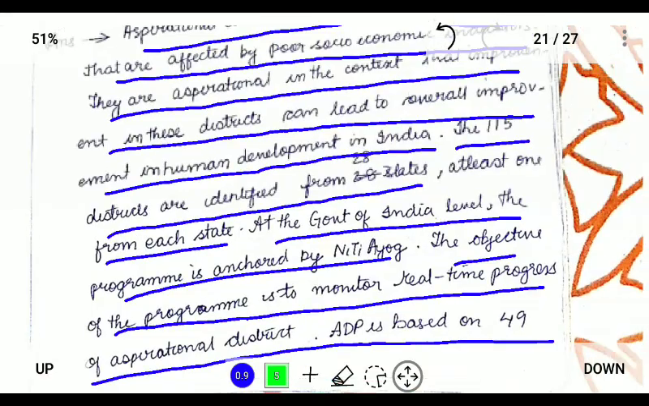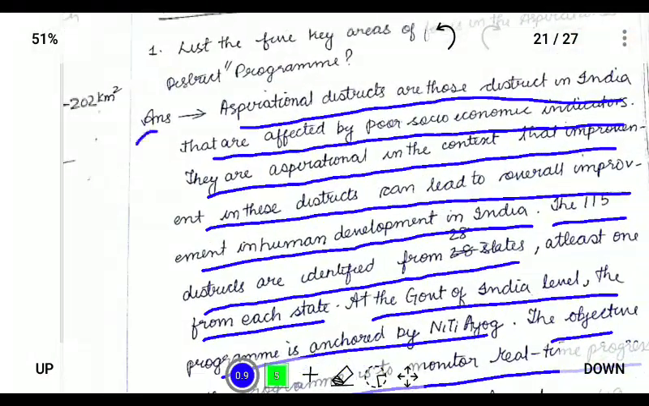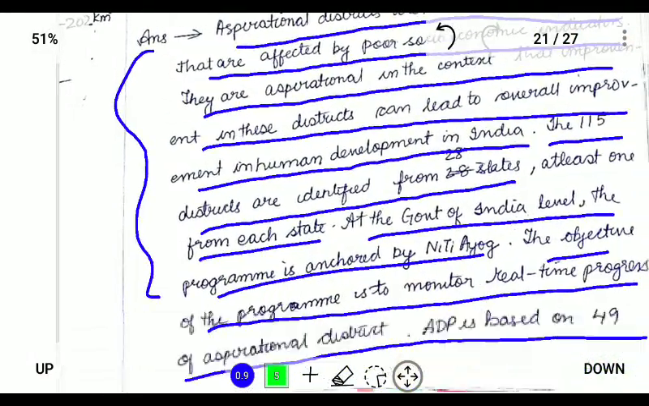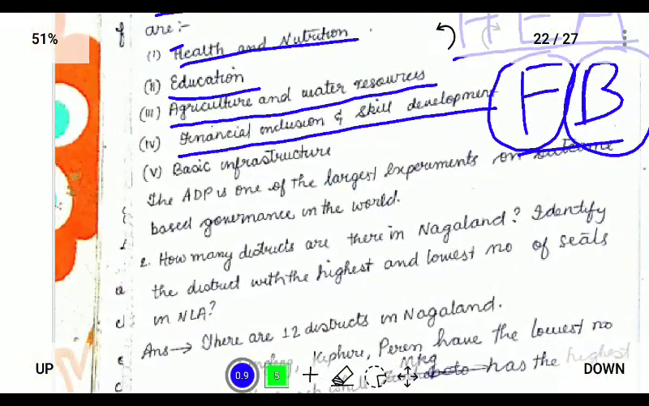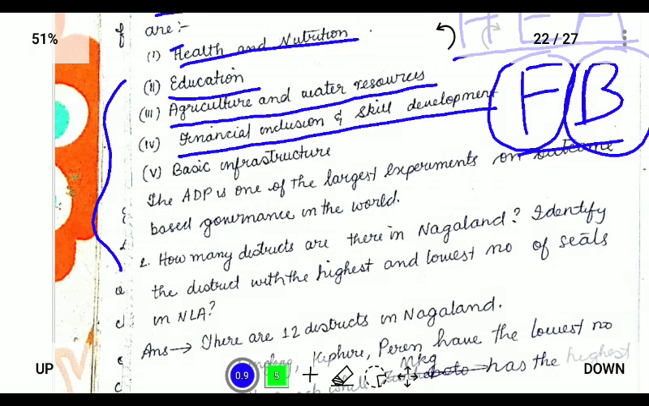So for the 5 marks you can explain what is an aspirational district, how many aspirational districts there are in Nagaland, which the aspirational district is, and the 5 indicators of the aspirational district, that is health and nutrition, education, agriculture and water resources, financial inclusion and skill development, and basic infrastructure.